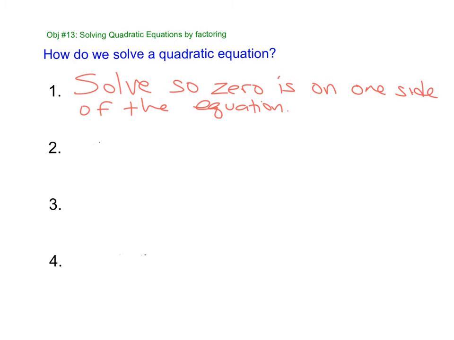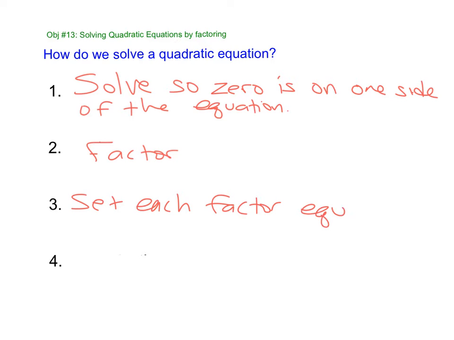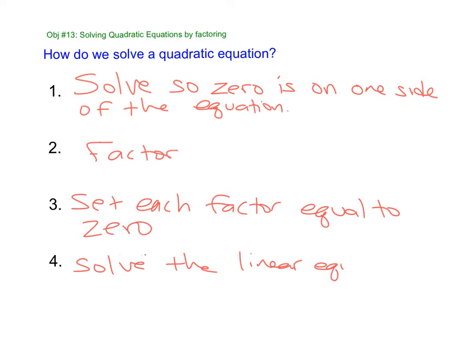All right, so once we have 0, then we factor. Set each factor equal to 0. And then we solve the linear equations. So solve for x. All right, so those are our steps.